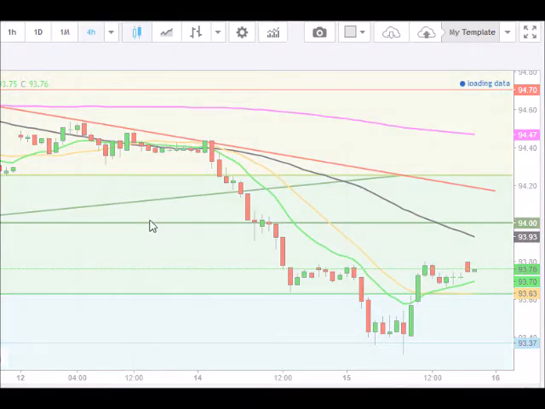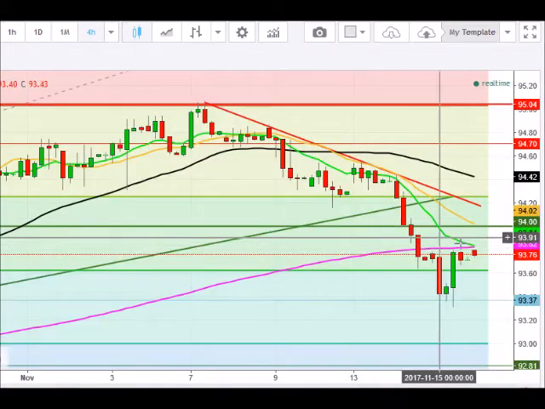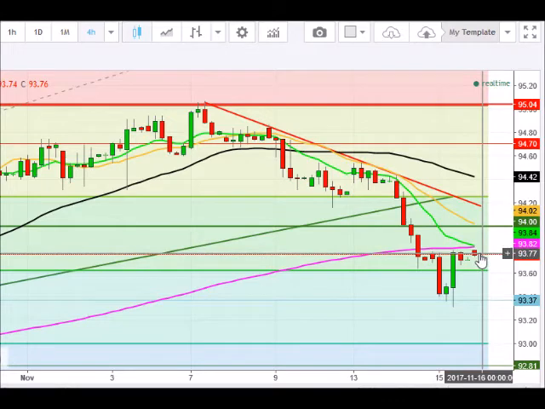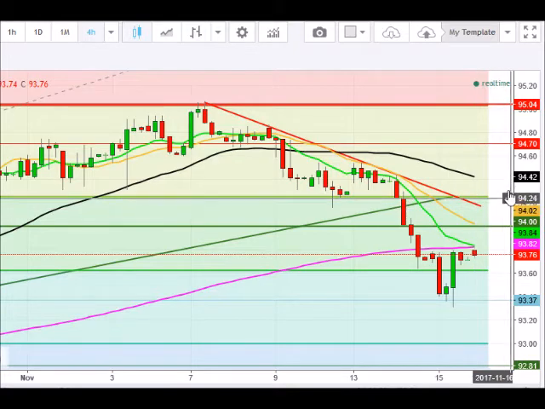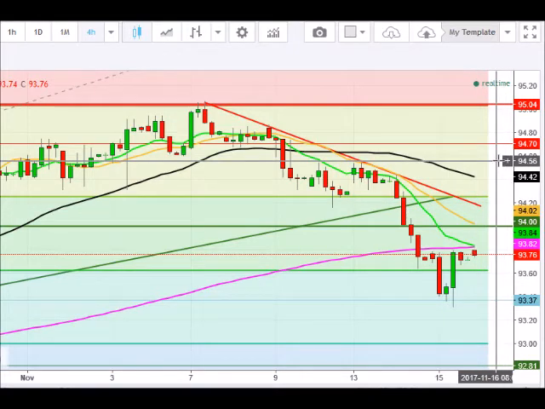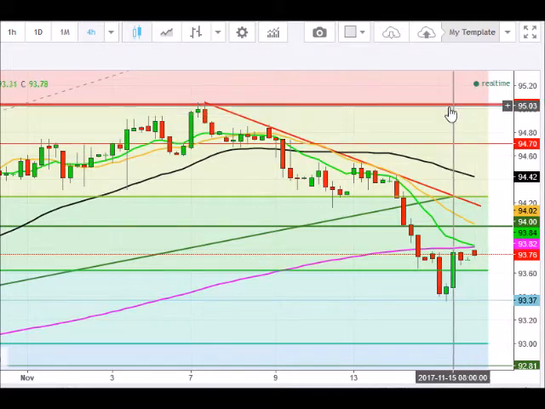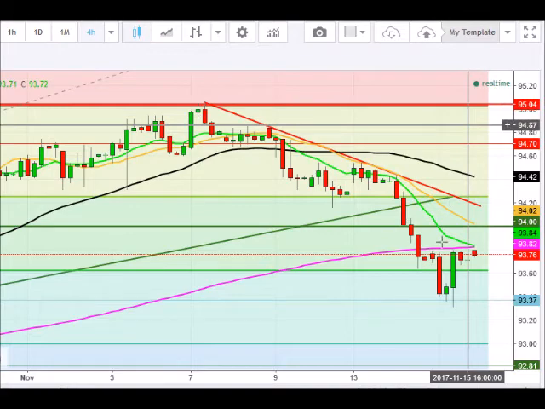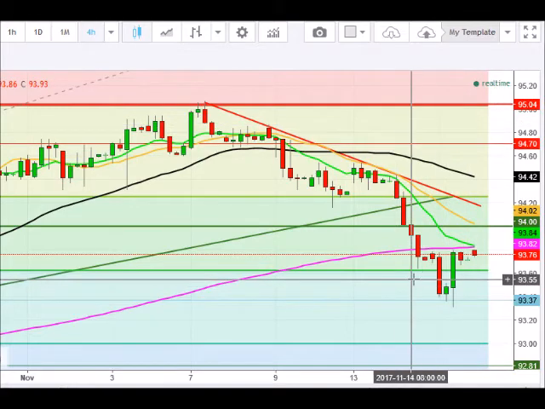Looking at the 4-hour time frame, we need to get back above this 200 period moving average. It's pretty obvious here. Once we do get above that, again, we still have some work cut out for us before we can go ahead and launch back into the mid 94s to 95 area, and then probably next week looking for that break above 95. But again, take it in stride, one piece at a time.